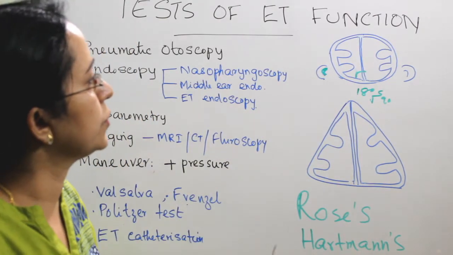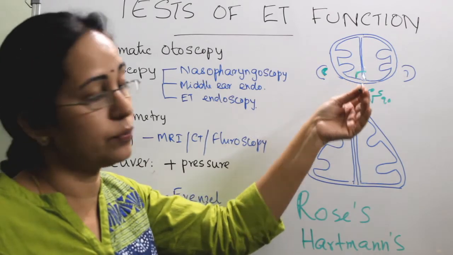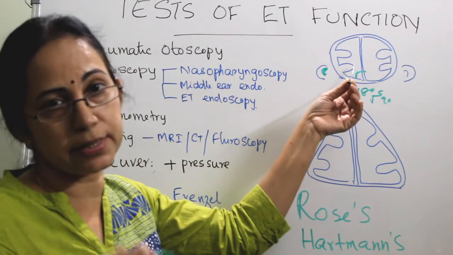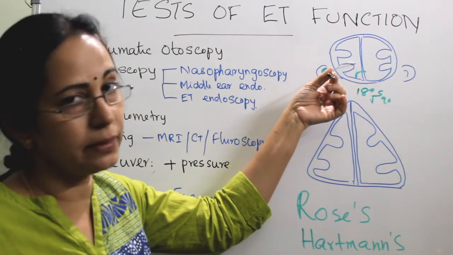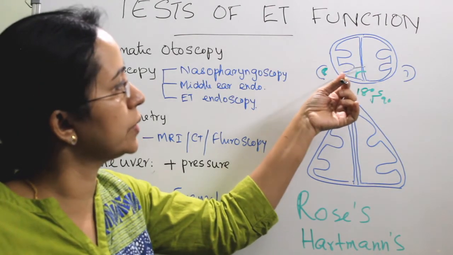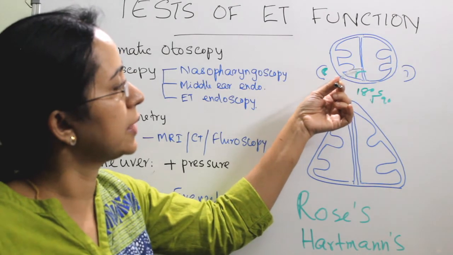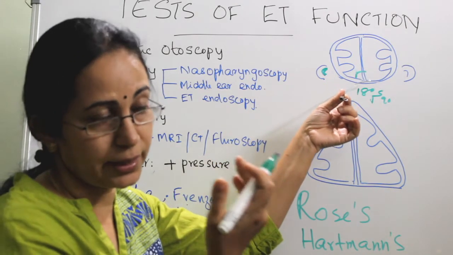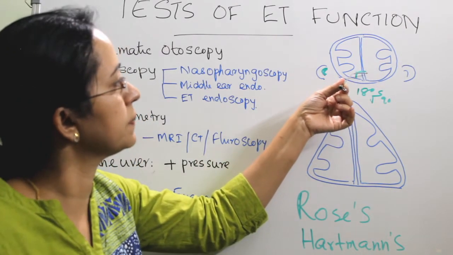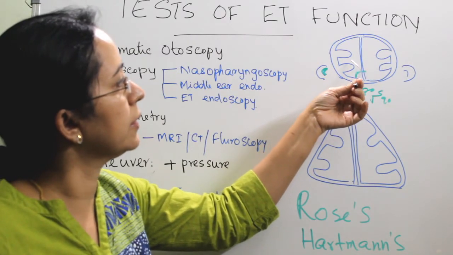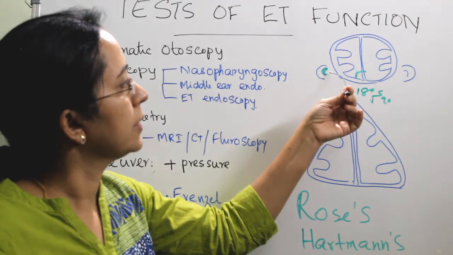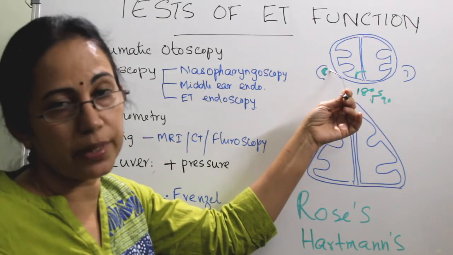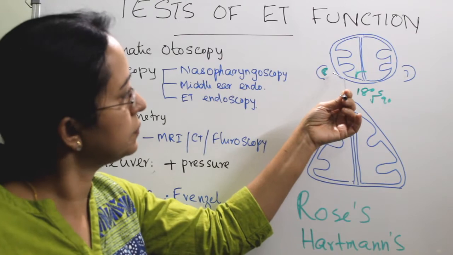So first you introduce it through the floor till it reaches the posterior wall of the nasopharynx. Then turn it 90 degrees medially and pull it towards you. Once it reaches behind the posterior end of the nasal septum, turn it 180 degrees laterally so that the tip enters into the nasopharyngeal opening of the Eustachian tube.